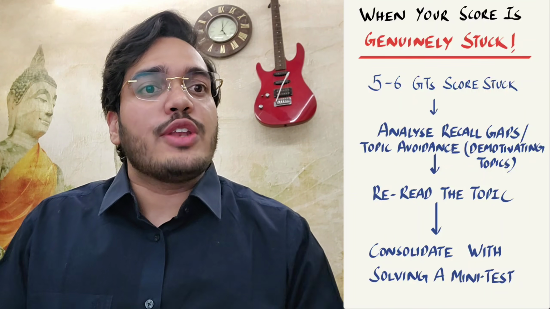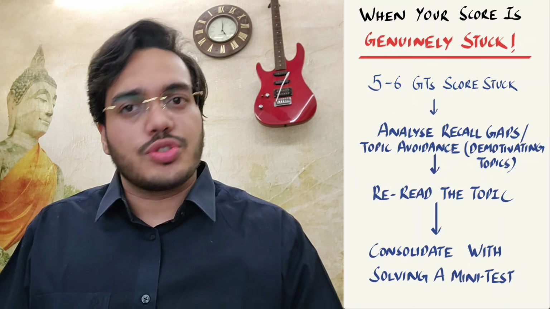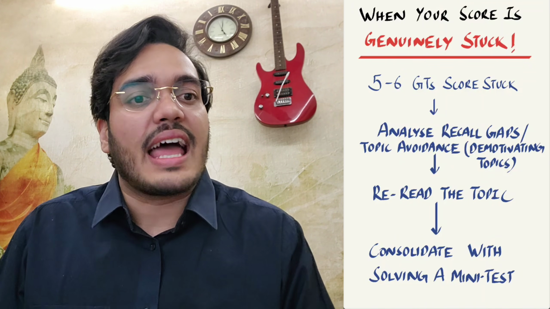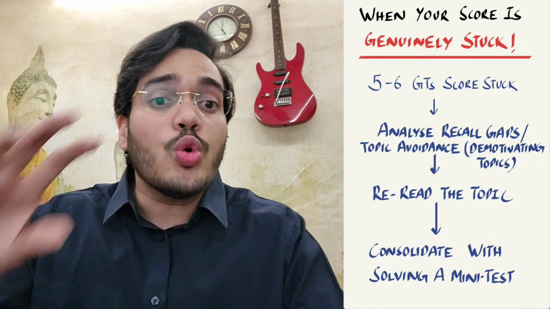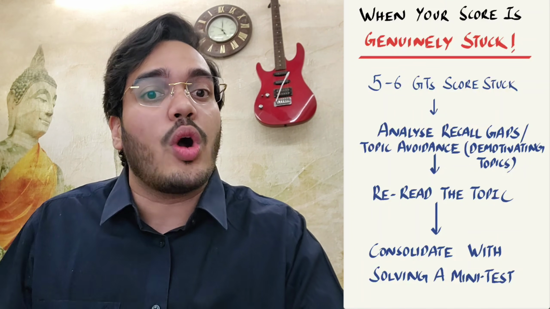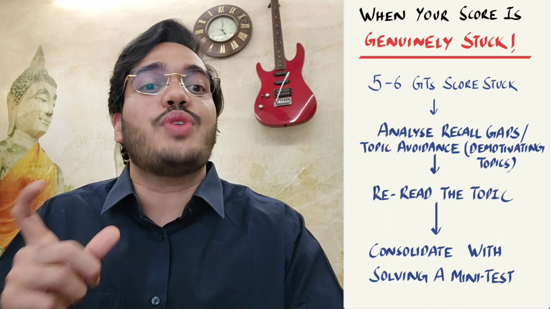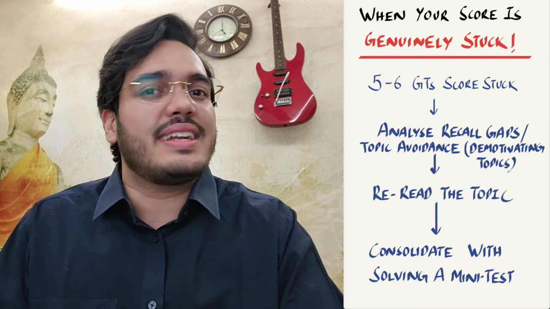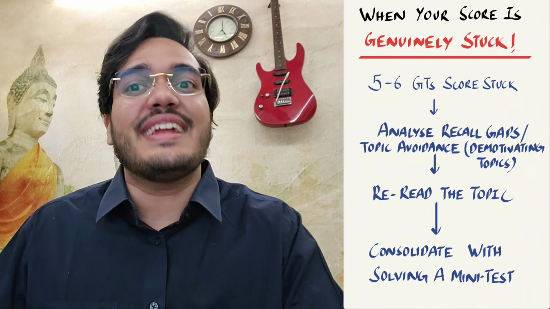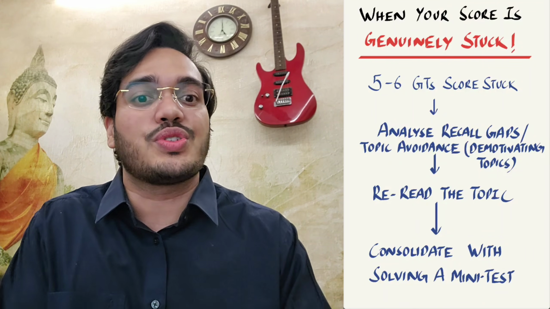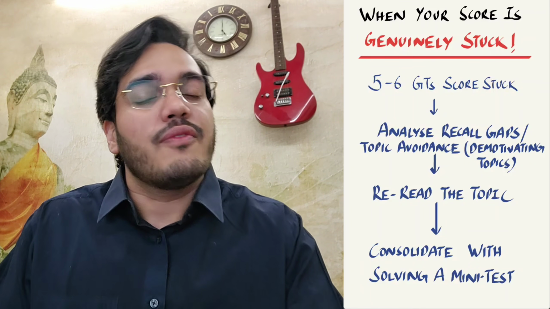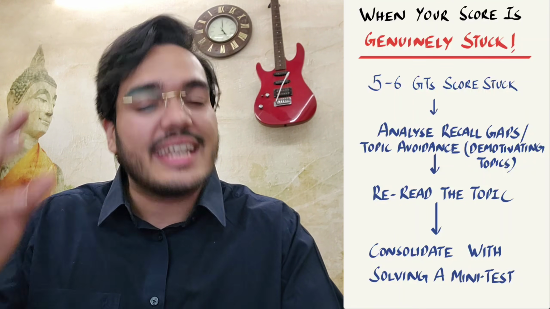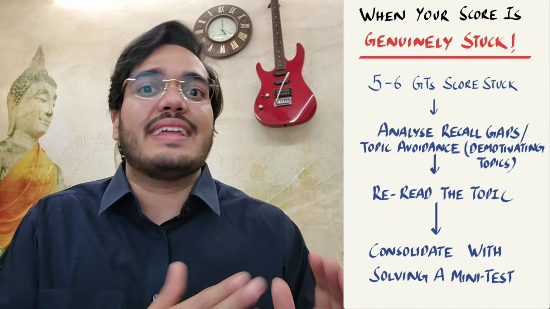Now, what to do when your score is genuinely stuck? If your score is stagnant for the past 5 or 6 GTs, please analyze all these GTs once again to see what the recall gaps were, or what areas you avoided even after knowing that those were weak, because there are some demotivating topics which you tend to procrastinate and leave for later. Please reread the topics in which you had made the most mistakes and those avoided topics. And whenever you read a particular topic, consolidate it by giving a mini test. Only then it will stay with you and you will be able to apply it in the real exam.